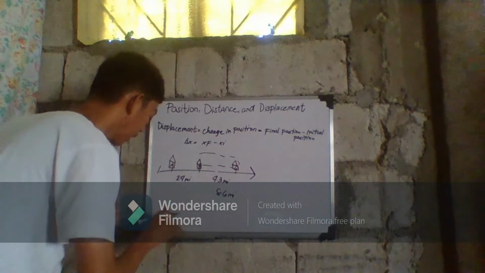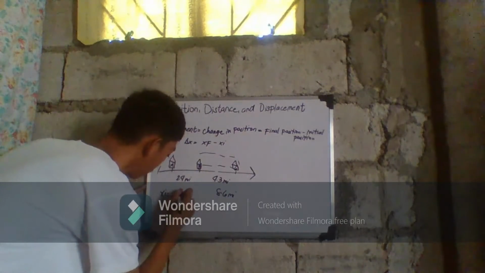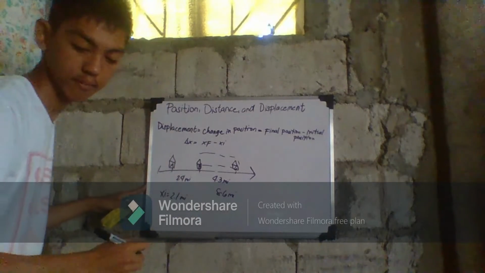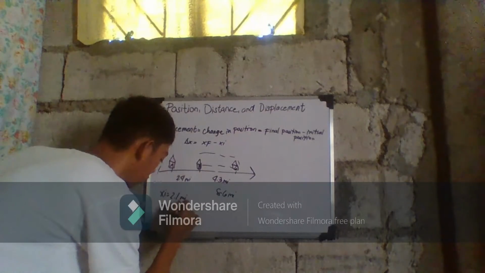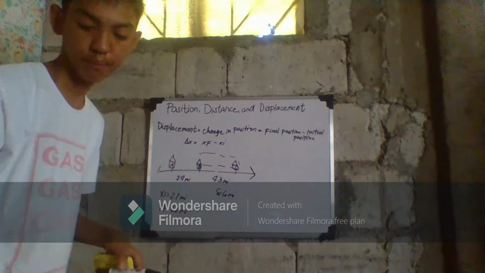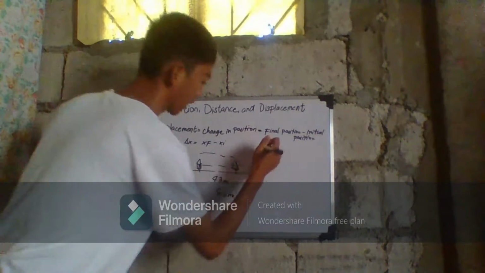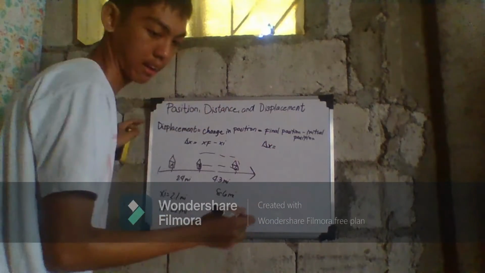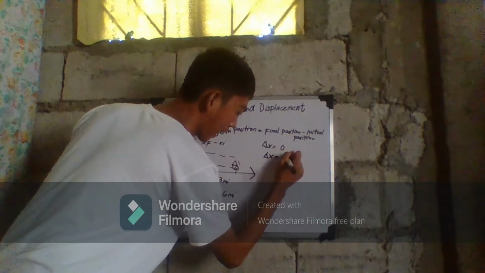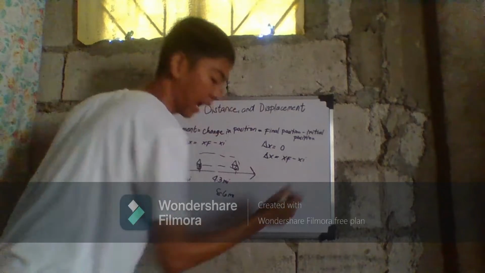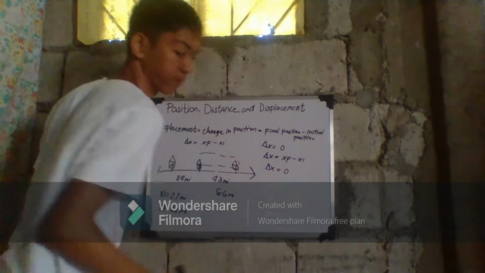Our x initial is 2.1 miles. Then, our x final is 2.1 miles. So, change of x equals 0. Change of x is equal to x final minus x initial. Then, change of x equals 0.